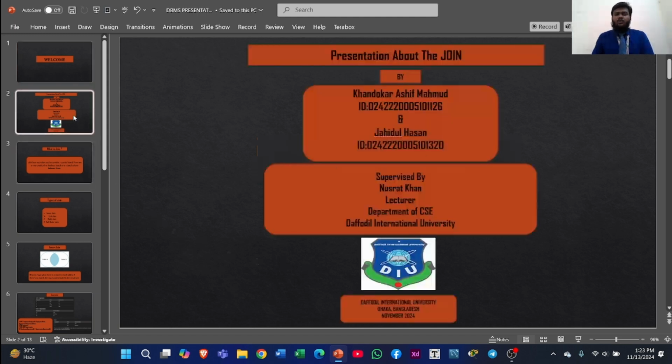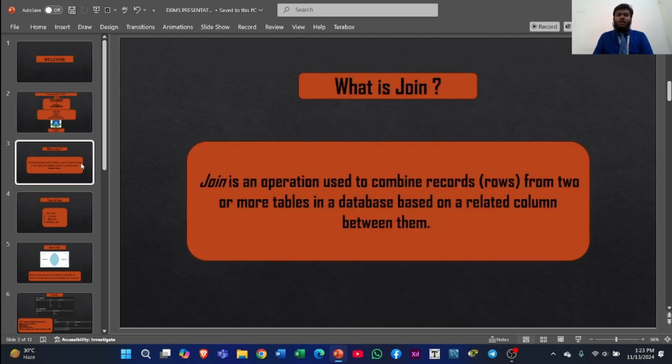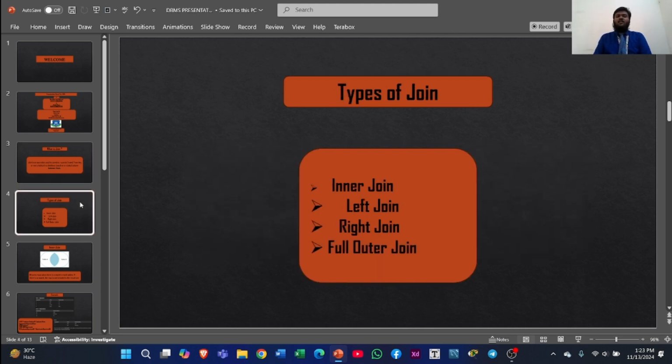Now I am going to give a presentation about join in SQL. Now what is join? Join is an operation used to combine records from two or more tables in a database based on a related column between them. Now types of join. There are four types of join: inner join, left join, right join and full outer join.